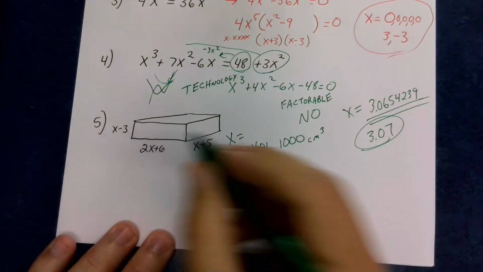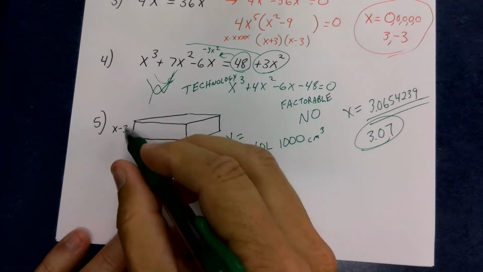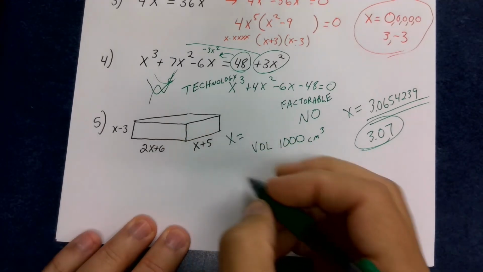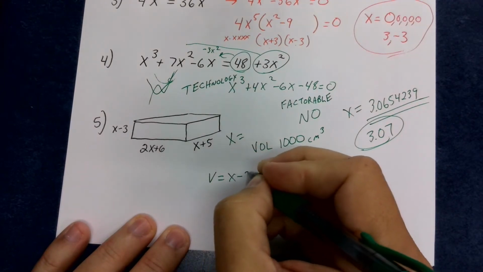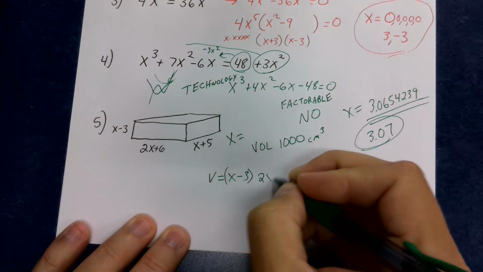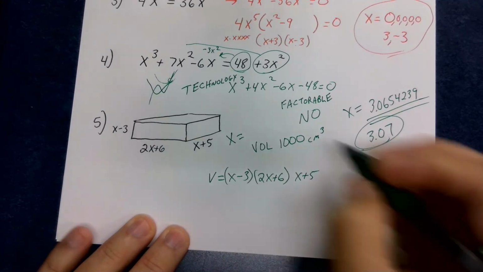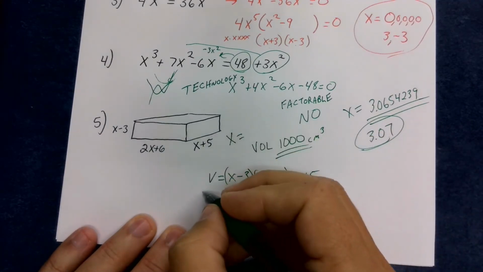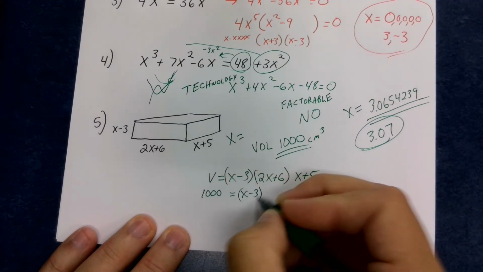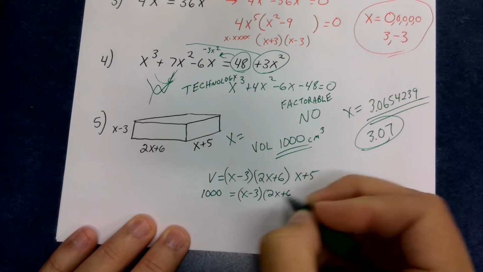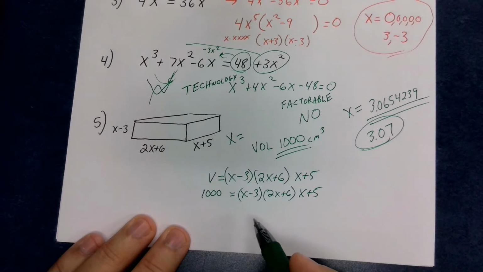So I believe that the rectangular prism volume formula is length times width times height, or width times length times depth, whichever way you want to do it. So I know volume equals (x minus 3) times (2x plus 6) times (x plus 5), and I want the volume to equal 1,000. So I'm going to write 1,000 equals (x minus 3)(2x plus 6)(x plus 5), and I'm trying to solve this.